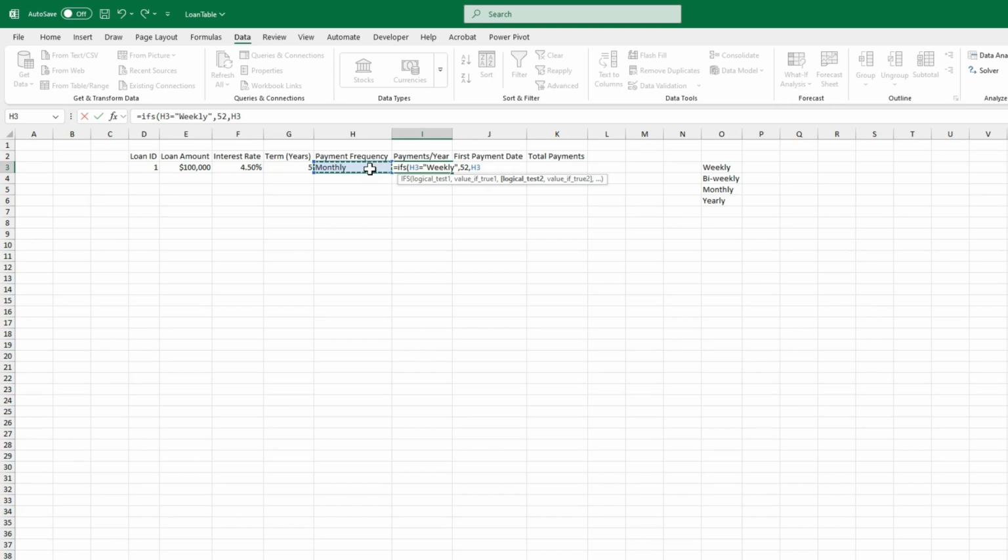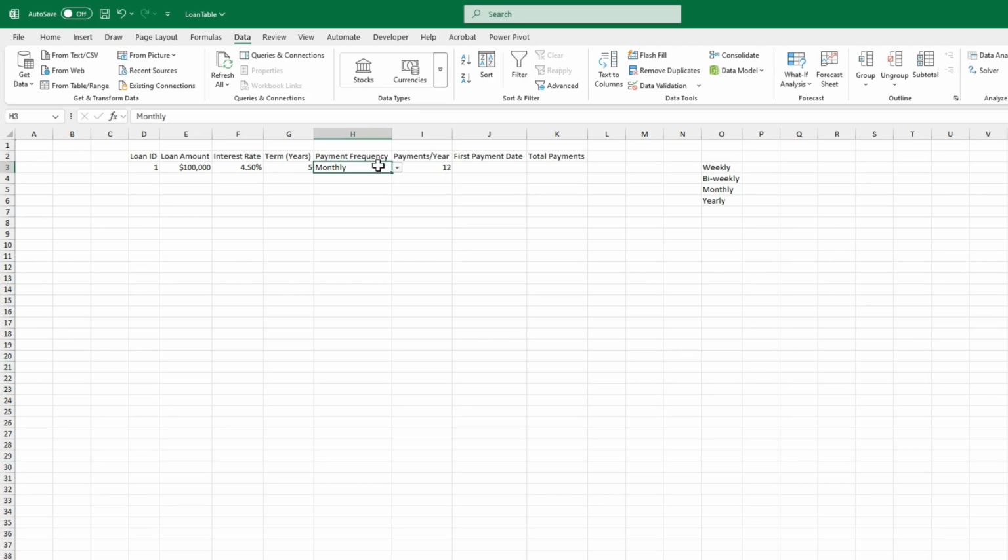I'm going to say, hey, if this equals bi-weekly, then I want you to return me 26. If this equals monthly, I want you to return me 12. And lastly, if this equals yearly, I want you to return me 1. So does this work? It does work. Monthly equals 12. Let's go to bi-weekly. Bi-weekly equals 26. There we are.